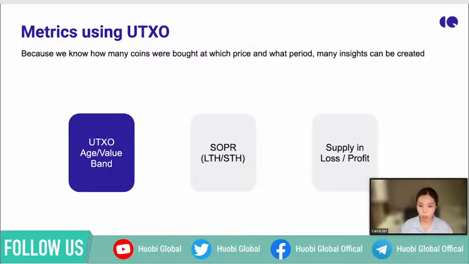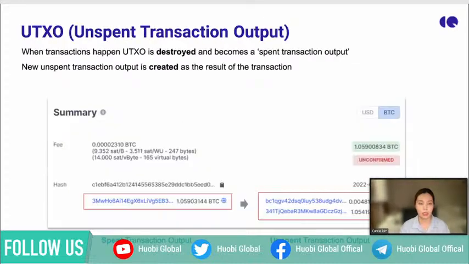So first, I'm going to start with UTXO age and value band. Well, before we go on, what's UTXO? Well, it sounds pretty hard. It's unspent transaction output, but if you listen carefully, it's not that hard.